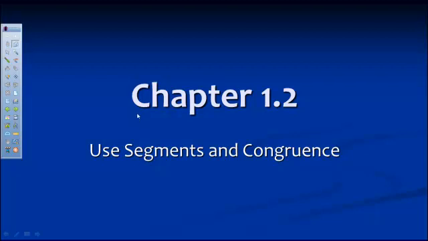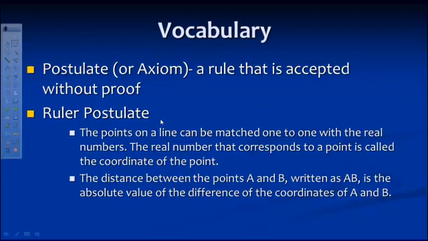We're now starting on chapter 1.2, which is using segments and congruence. We're going to look at vocabulary. The first vocabulary word is postulate or axiom. This is a rule that is accepted without proof.